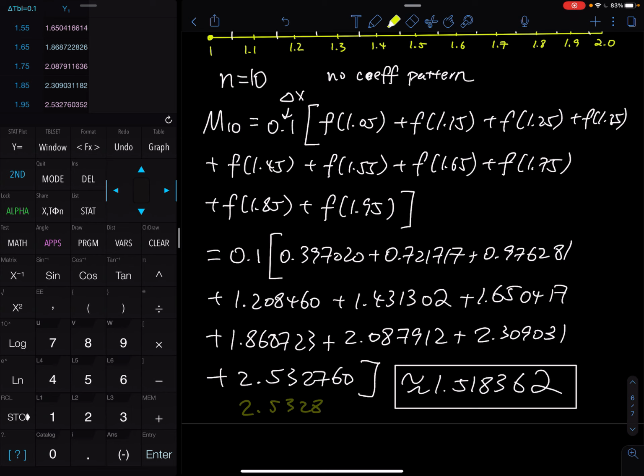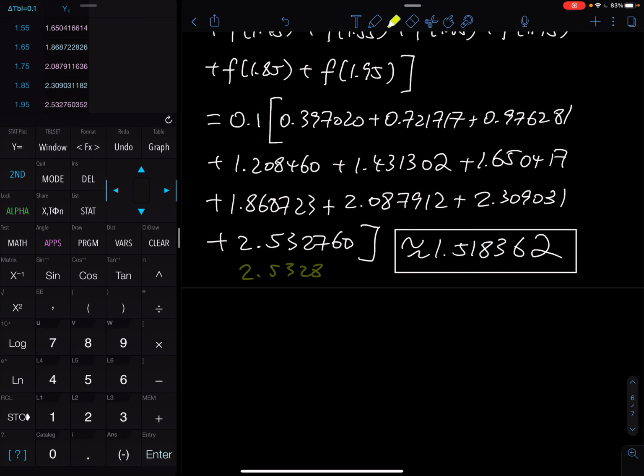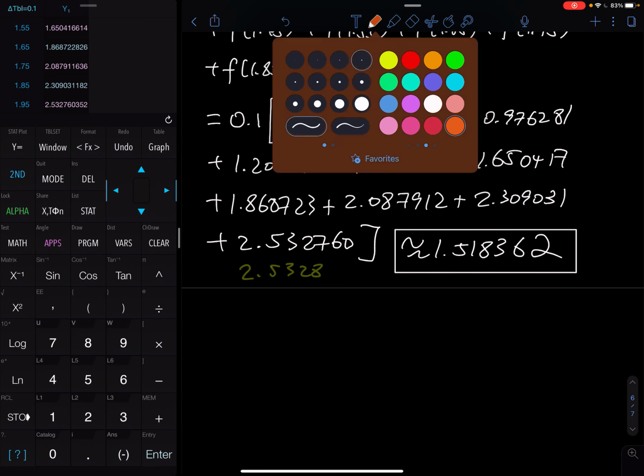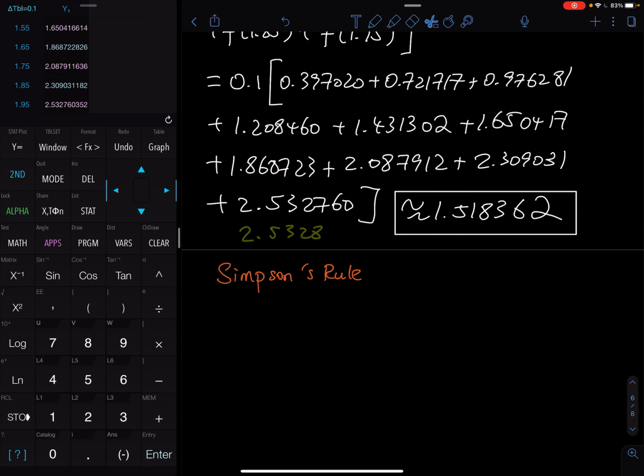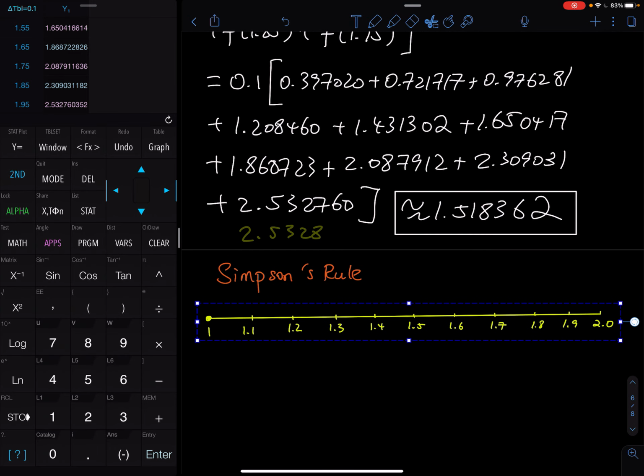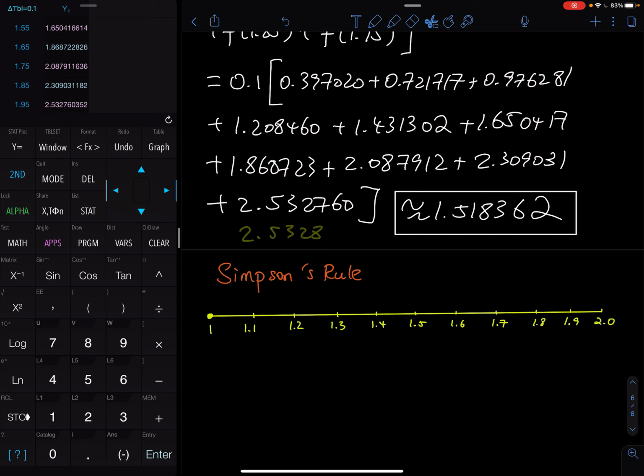Let's do the Simpson's rule. So for the Simpson's rule, since that is not a midpoint, all I need to do is just take the number line again. So before I do that, I have to say Simpson's rule, and then I copy and paste the number line over. So this one I do not need to change anything.